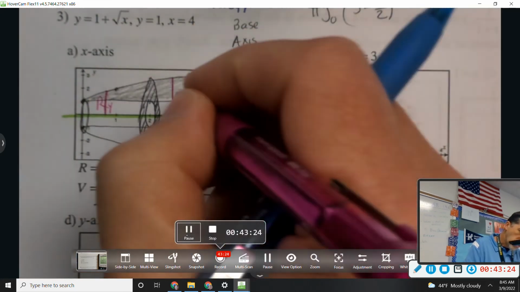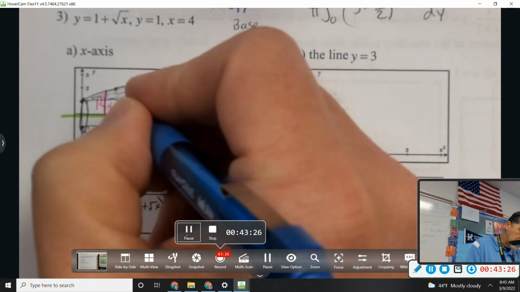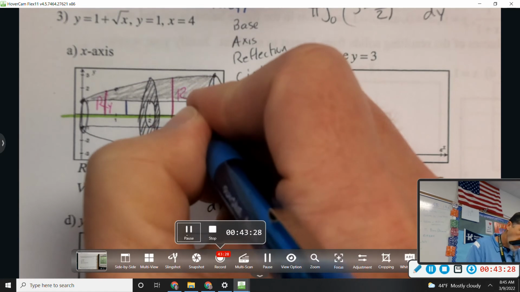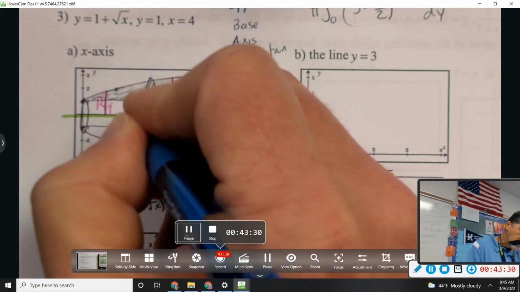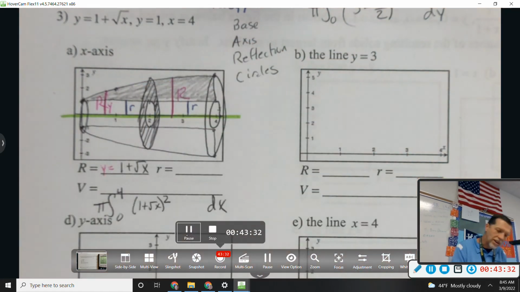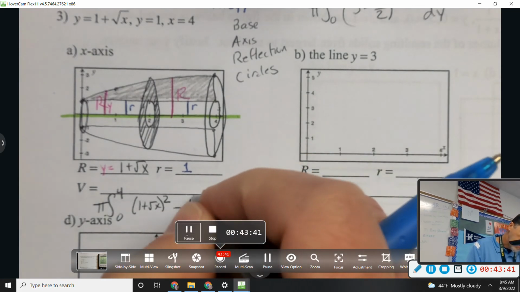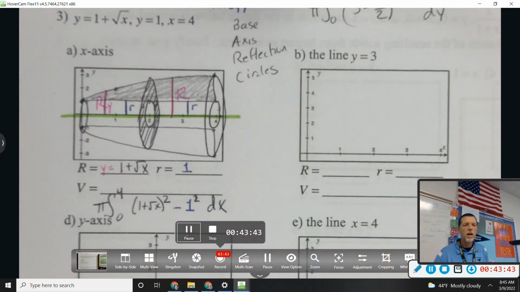How about little r? That's just 1. That's 1 all the way down. The inside radius is 1 all the way down. And you're ready for the calculator at that point.